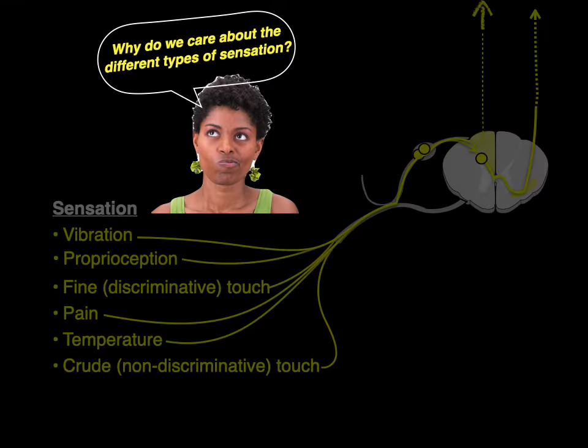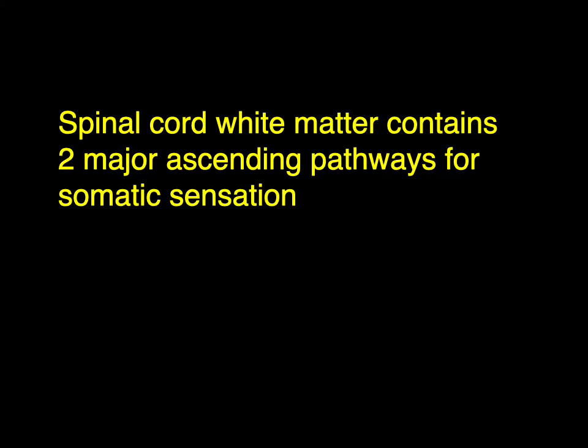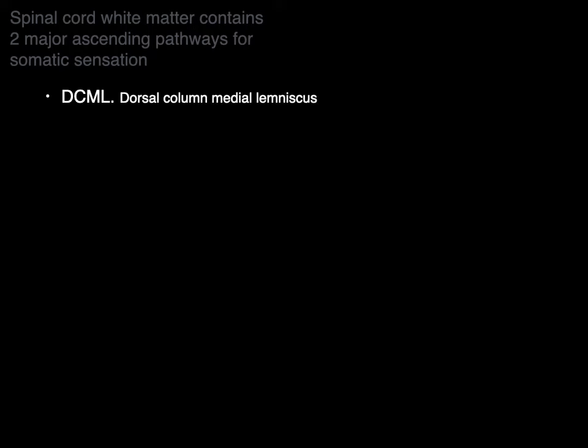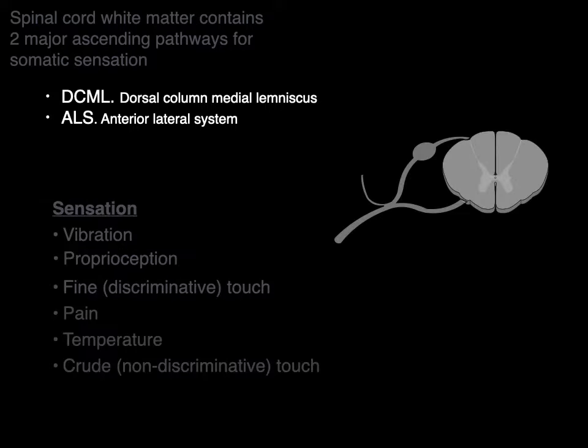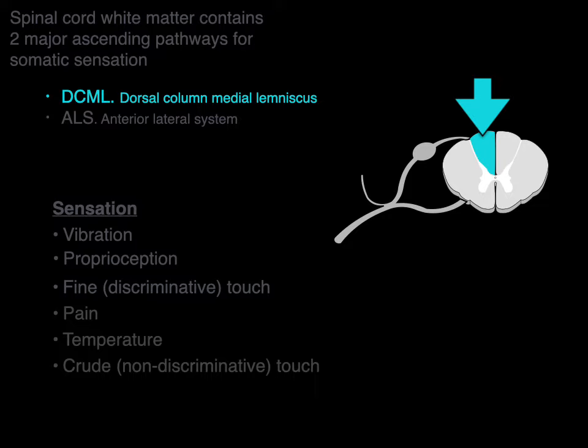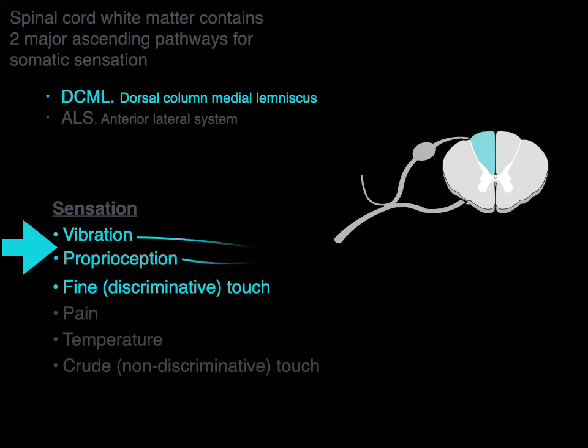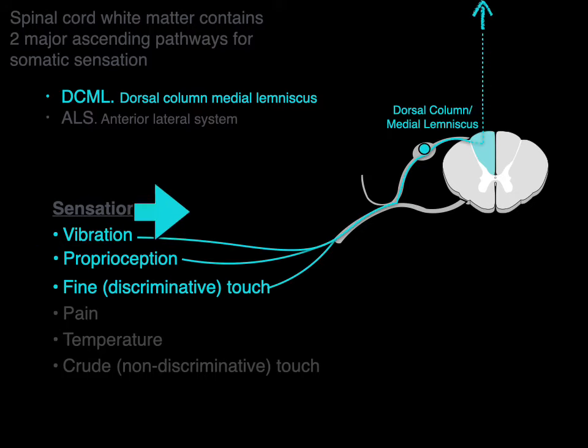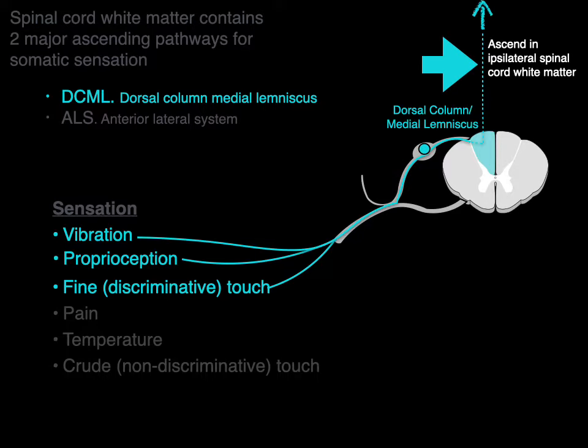Now, why do we care about the different types of sensation? Well, the spinal cord white matter contains 2 major ascending pathways for somatic sensation. One is called the dorsal column medial lemniscus, and the other is called the anterior lateral system. So when we see the dorsal column medial lemniscus, it's in the dorsal column of the spinal cord, and it's transporting vibration, proprioception, and fine touch up the dorsal column. And so we see that all those sensory neurons go through the dorsal root, but then they ascend in the ipsilateral, same side, spinal cord white matter.